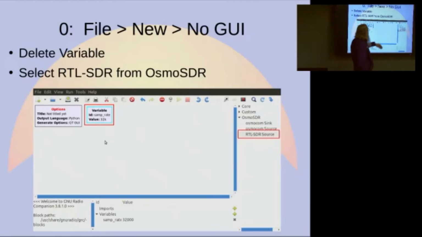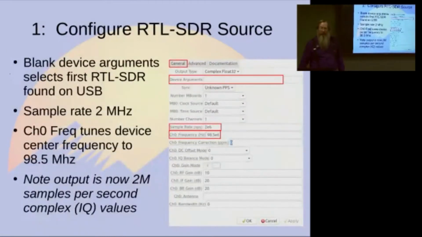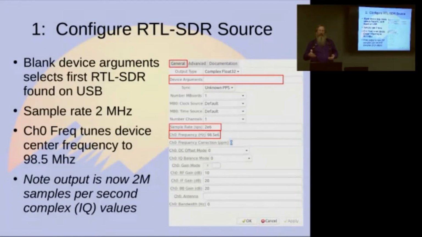And then I'm going to go over here on the right-hand side, and I'm going to select Osmo SDR and double click on the RTL SDR source. And what it will do is it'll pop up this box, which if I then click on it again, says, okay, now you need to configure this box. Tell me what you need. So there's 3 tabs up here at the top. The advanced we rarely have to use. The general we will use all the time, and then I'll show you documentation in a minute.